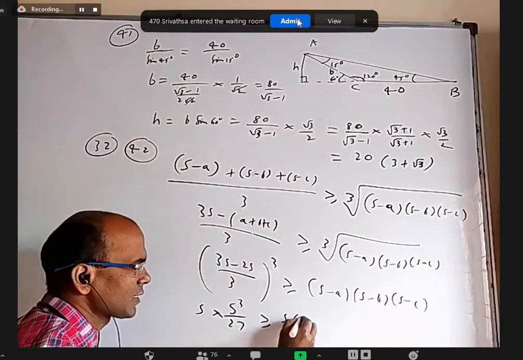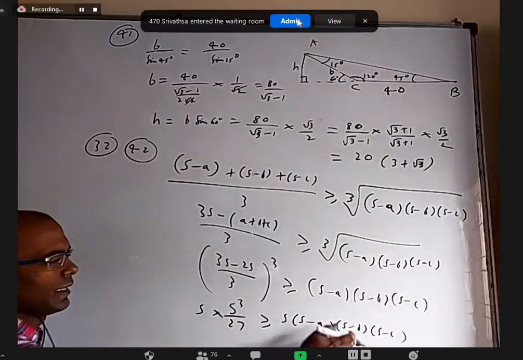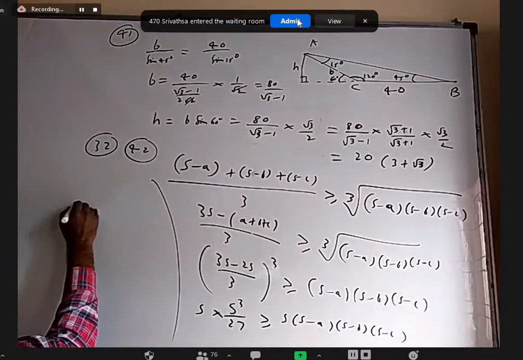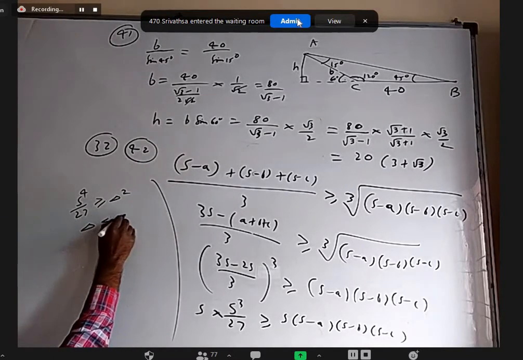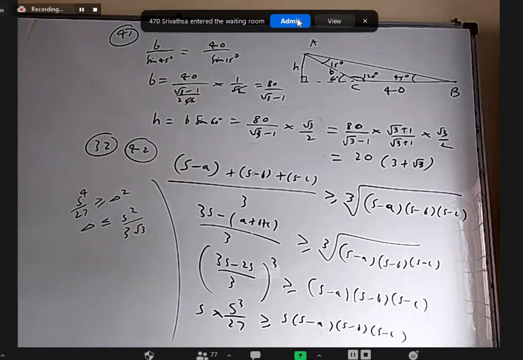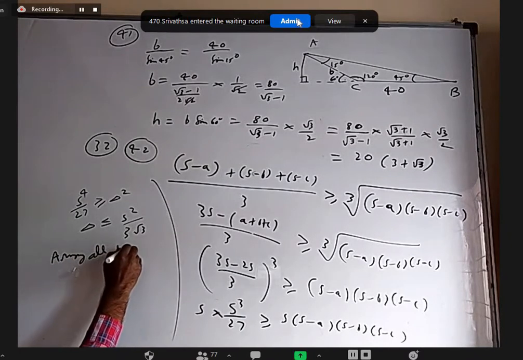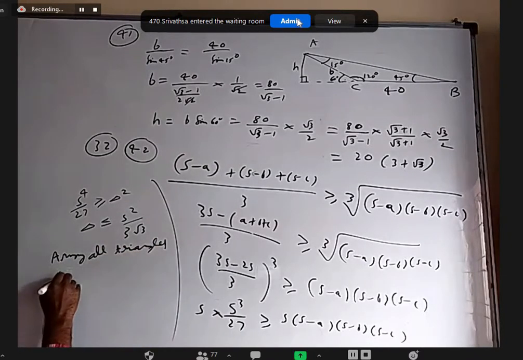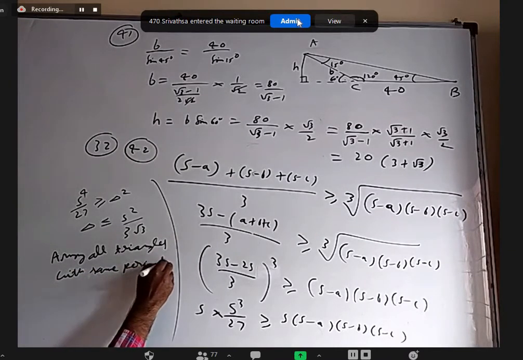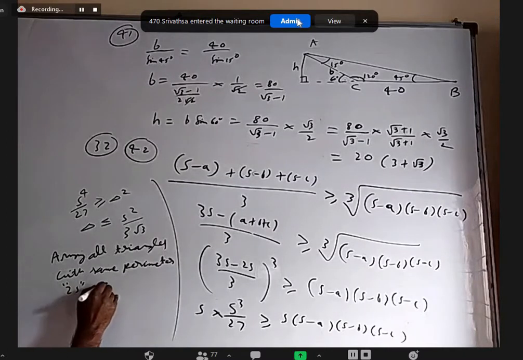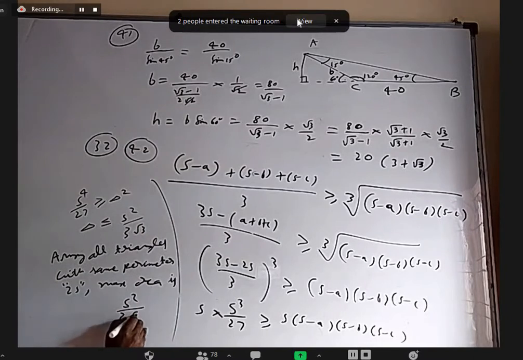Is greater than or equal to s into (s minus a) into (s minus b) into (s minus c). That is delta square. So I got s power 4 by 27 is greater than or equal to delta square. So delta is less than or equal to s square by 3 root 3. Okay, so among all triangles with the same perimeter 2s, maximum area is this one, s square by 3 root 3.